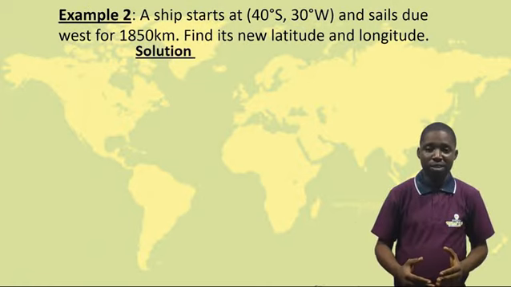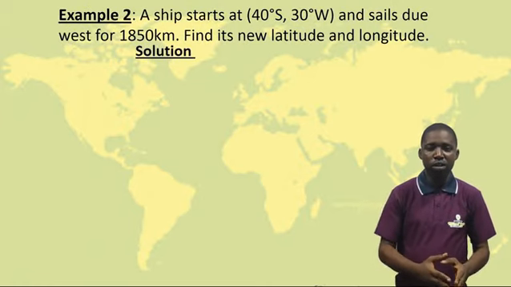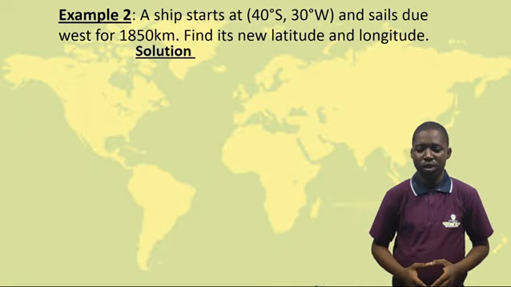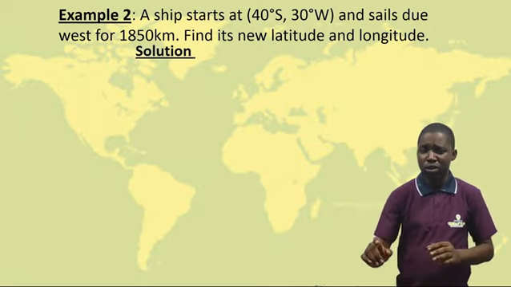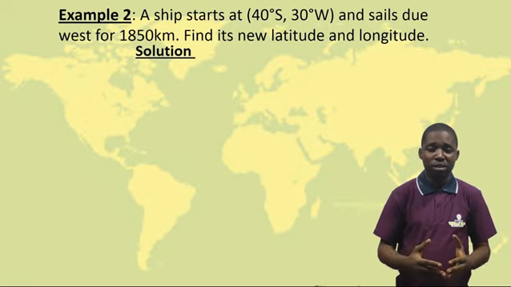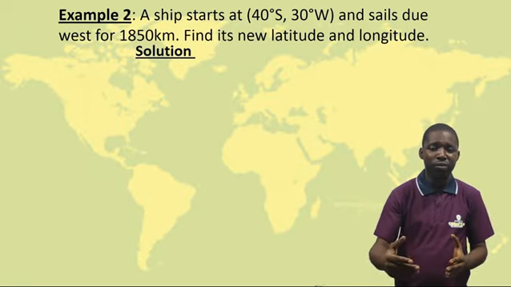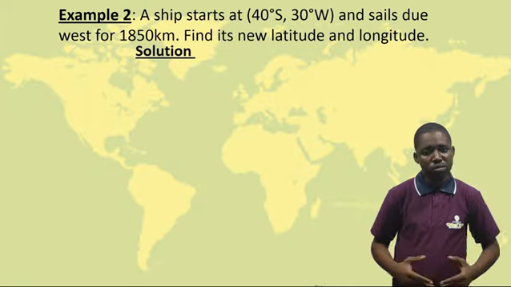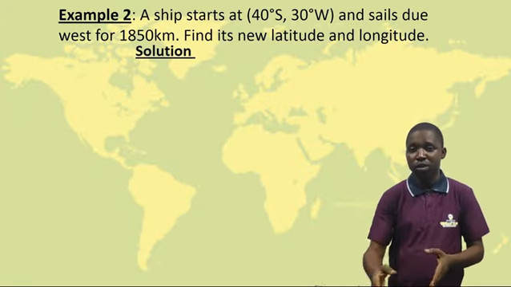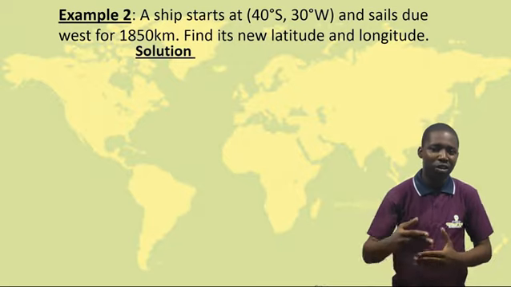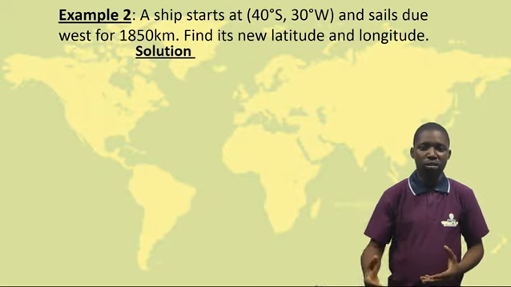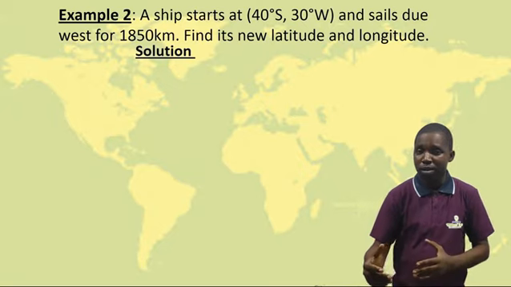The ship starts from the position 40 degrees south, 30 degrees west, sails due west, but we're not given the exact position, though they gave us the distance as 1,850 kilometers. Now, no problem, we don't have the new position, but let us get all this information represented on the globe. And we start by drawing our circle representing the globe.